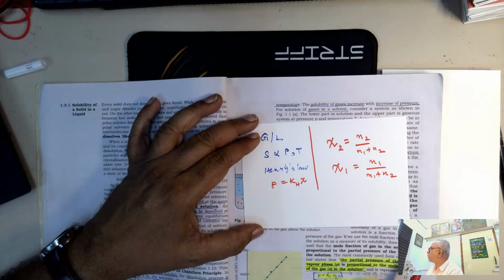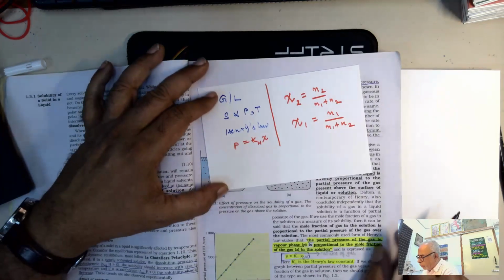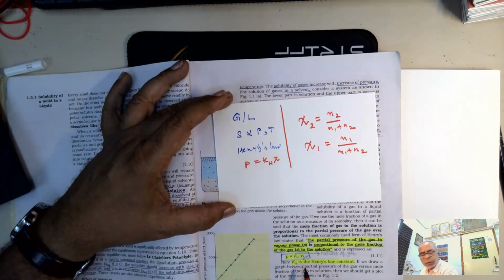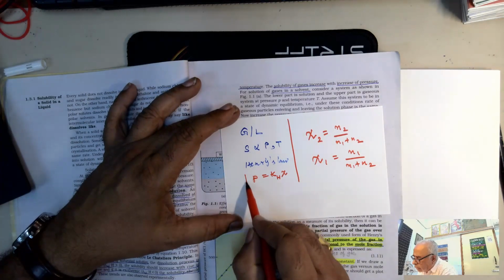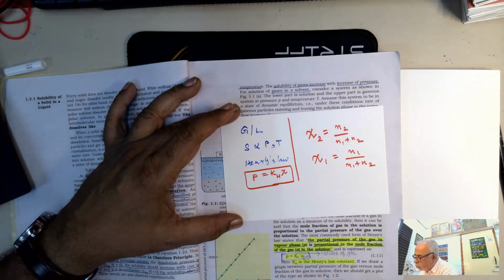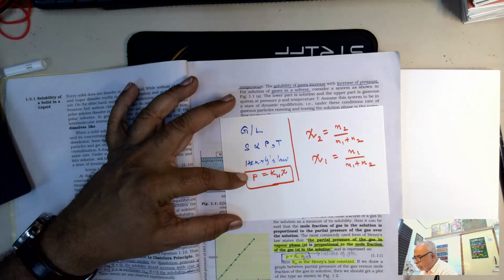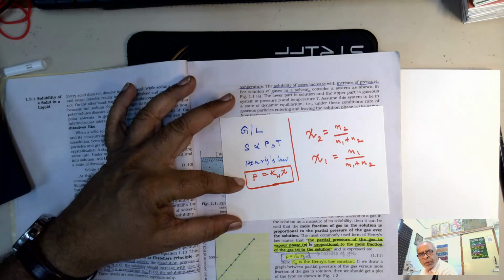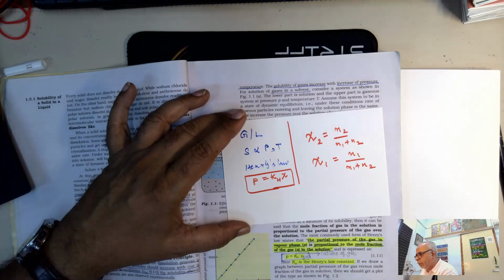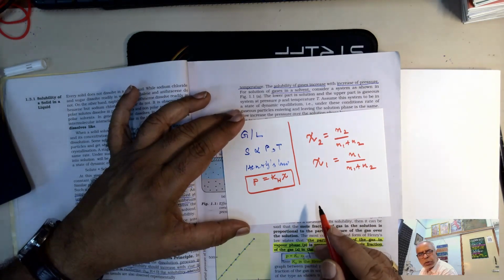Okay, the partial pressure of the gas in vapor phase. I'm writing, don't worry. So, vapor phase. Therefore, P is equal to this, the partial pressure of the vapor. So, what is P? Partial pressure. What do you mean by partial pressure? That is the next concept.